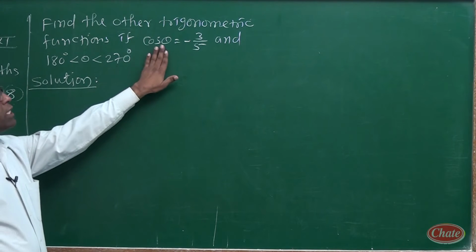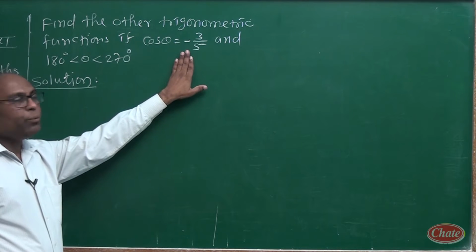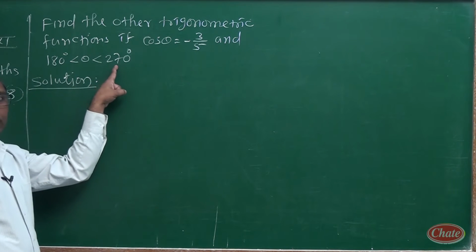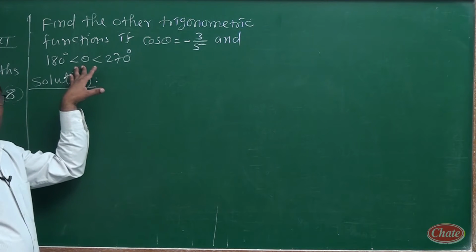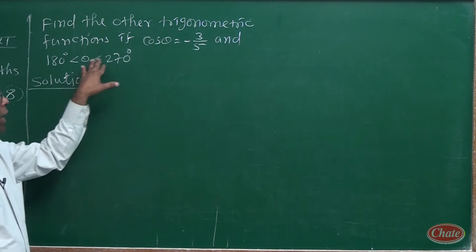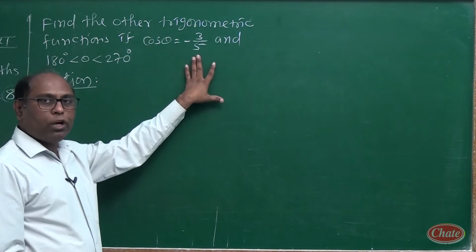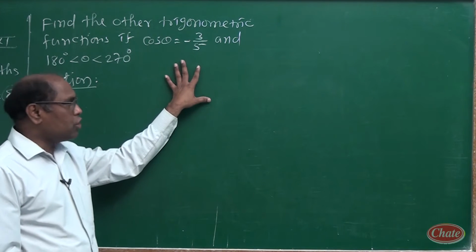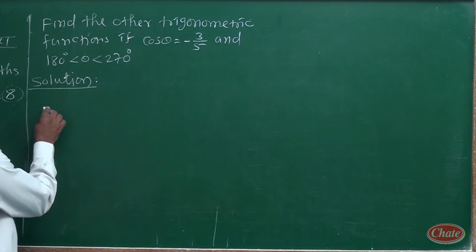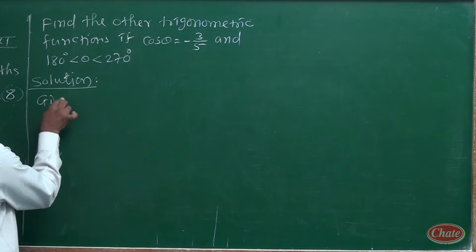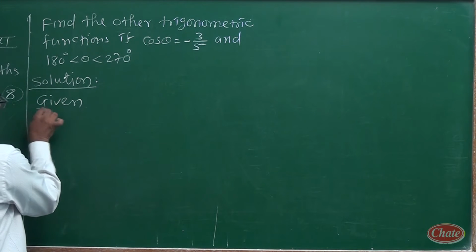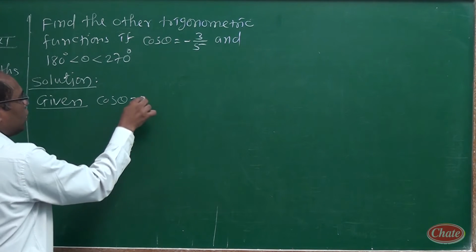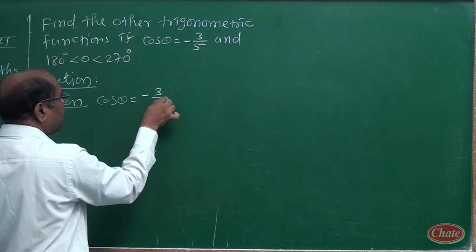Okay, we are given cos theta equal to minus 3 by 5 and 180 degree less than theta less than 270 degree, means theta lies in third quadrant. Theta lies in third quadrant and cos theta is minus 3 by 5. Hence, we have to find out the other trigonometric functions.